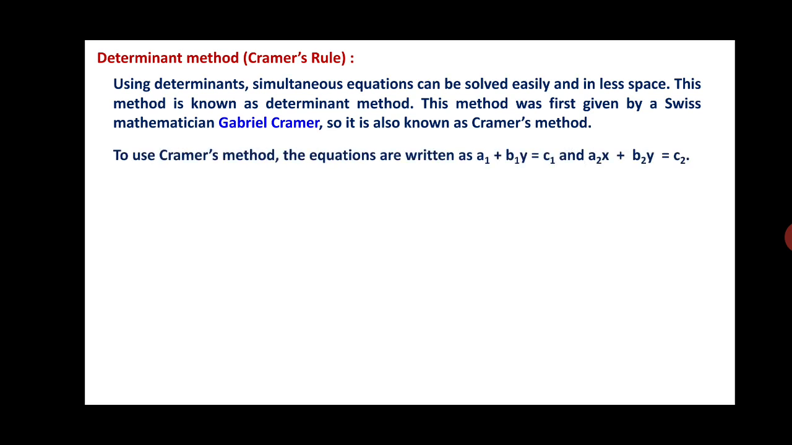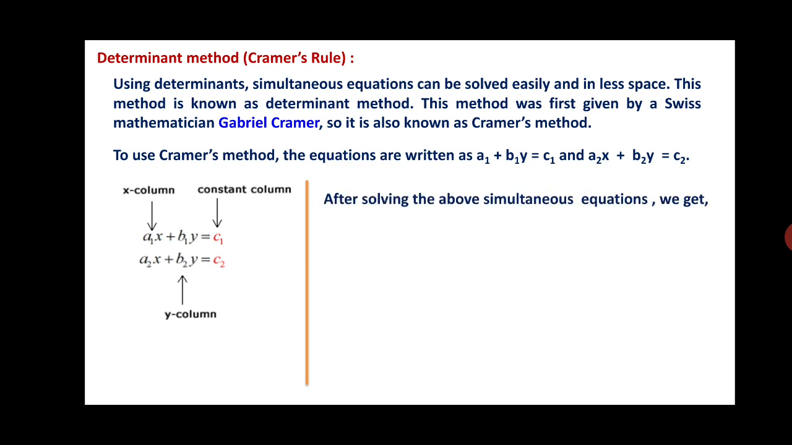To use Cramer's method, the equations are written as a1x plus b1y is equal to c1 and a2x plus b2y is equal to c2. Here the first column is the x column, the second is the y column, and the third is the constant column. After solving these two simultaneous equations, we get x is equal to c1 b2 minus b1 c2 divided by a1 b2 minus b1 a2.